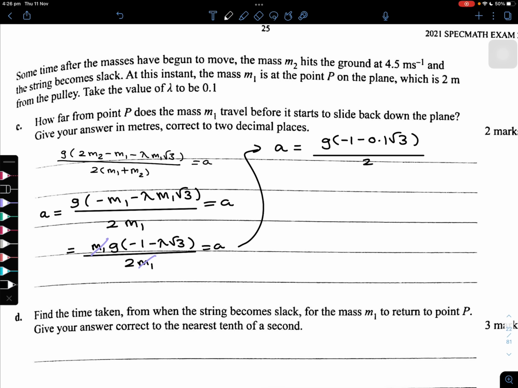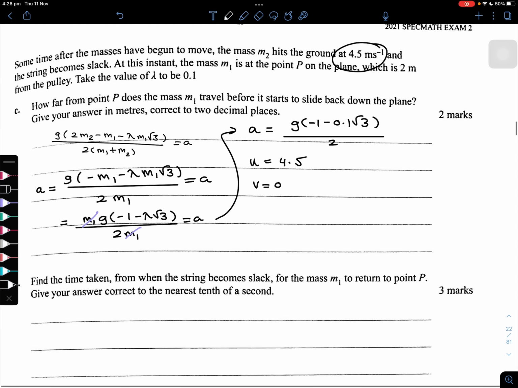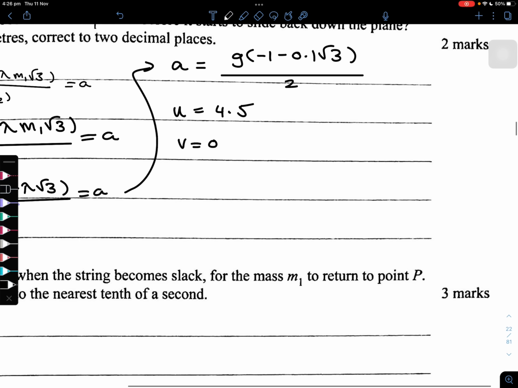Now, our initial velocity is going to be 4.5, because before it hits the ground, it's connected. So our initial velocity is going to be the same as m2's. Our final velocity is going to be 0, right? Because when it moves up the plane, there's going to be a point where it just doesn't have enough motion to go up anymore, and then it starts going back down again. So our final velocity is going to be 0.